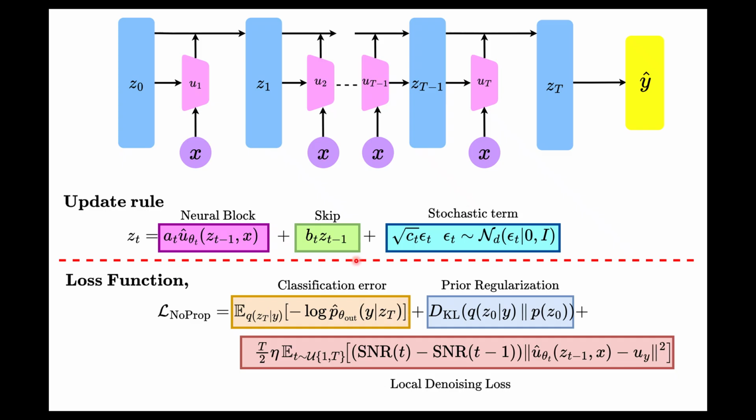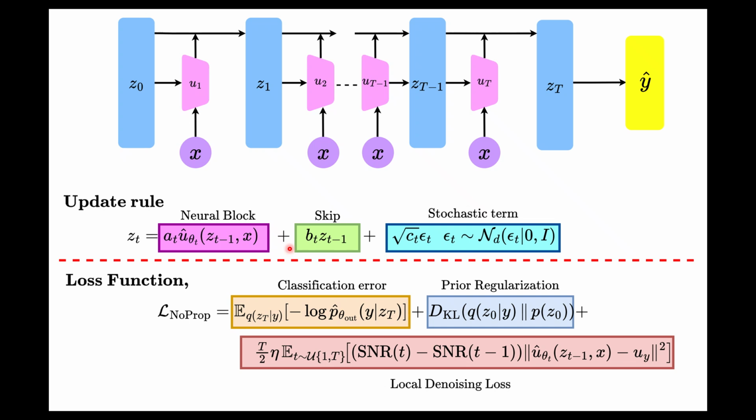And we also have this skip connection. It is simply taking the previous state unchanged, scaling it by b_t, and adding it. And this is used to stabilize dynamics.